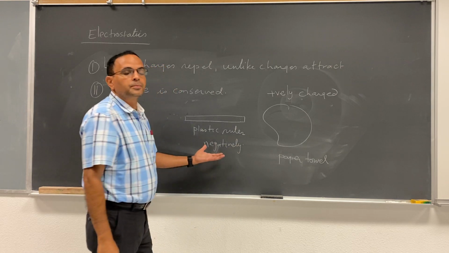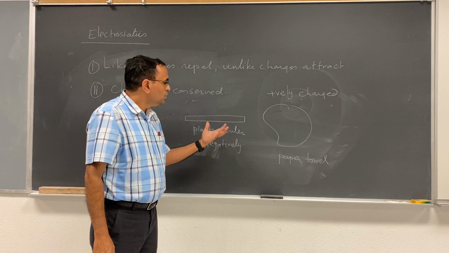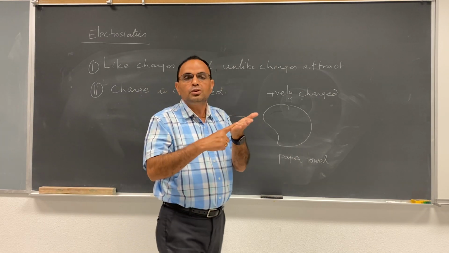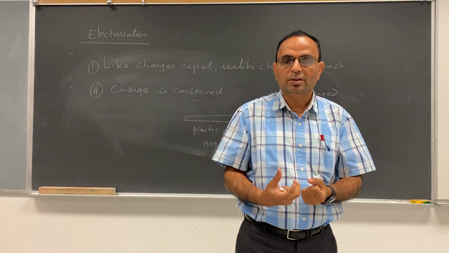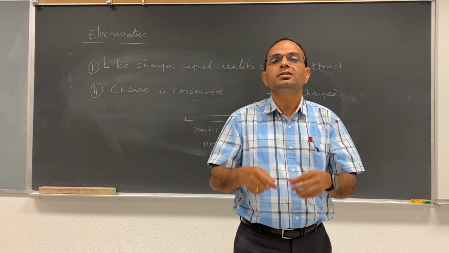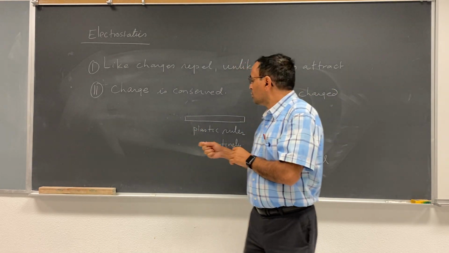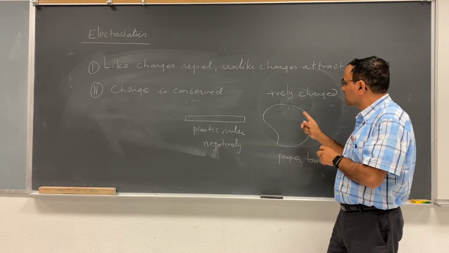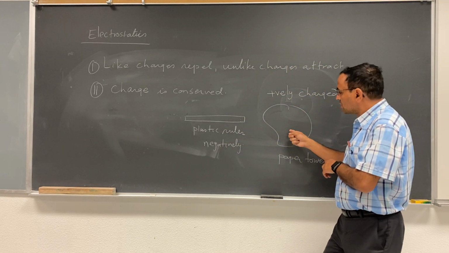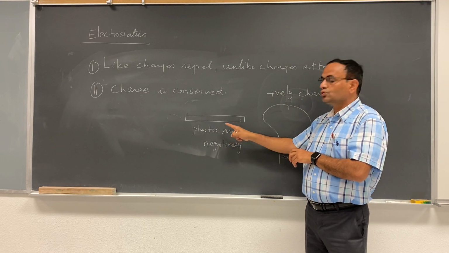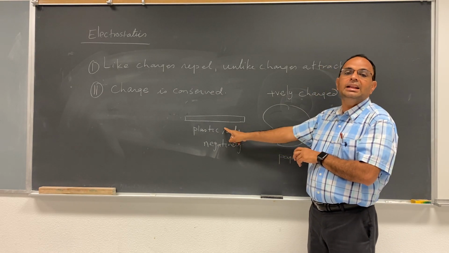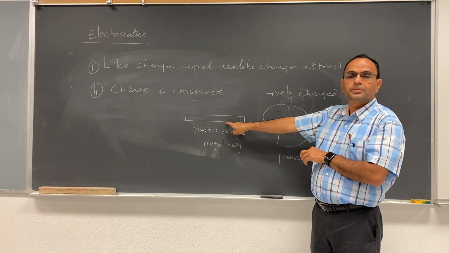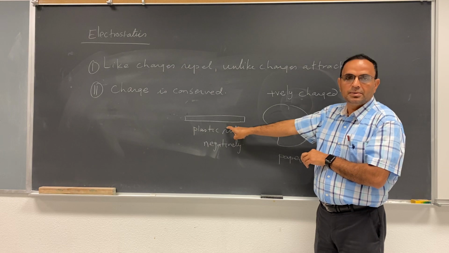What does this mean? Do you create the charge? No. What happens is, if you rub the ruler with the paper towel, the paper towel donates some electrons to the ruler. So there is an excess of electrons here. Certain number of electrons transfer from paper towel to the ruler. That's why there is excess of electrons. Number of electrons is more than number of protons here. That is why this is negatively charged.